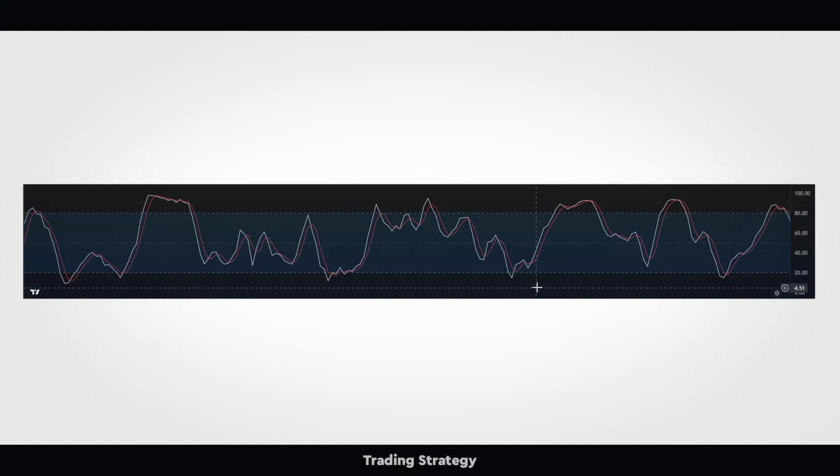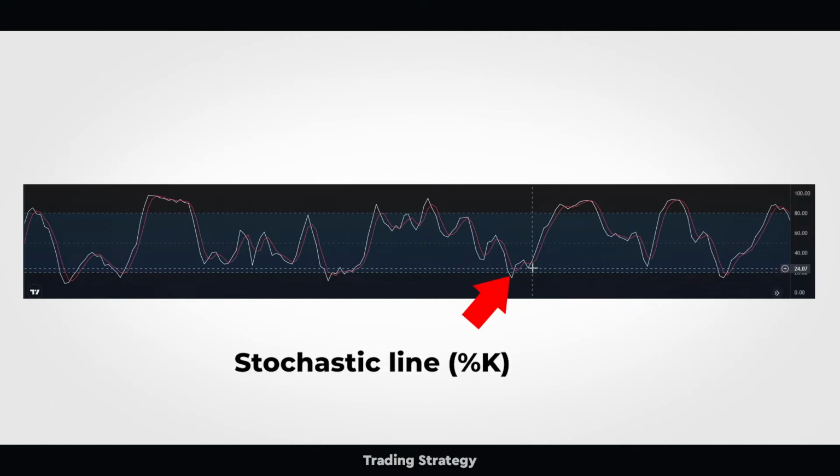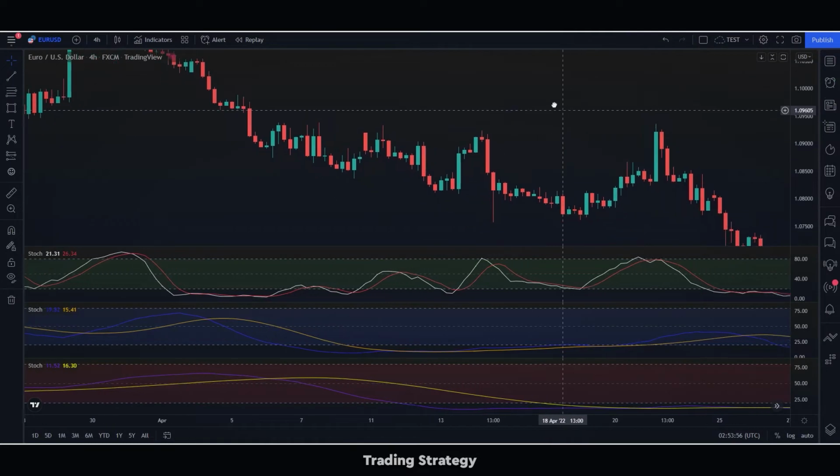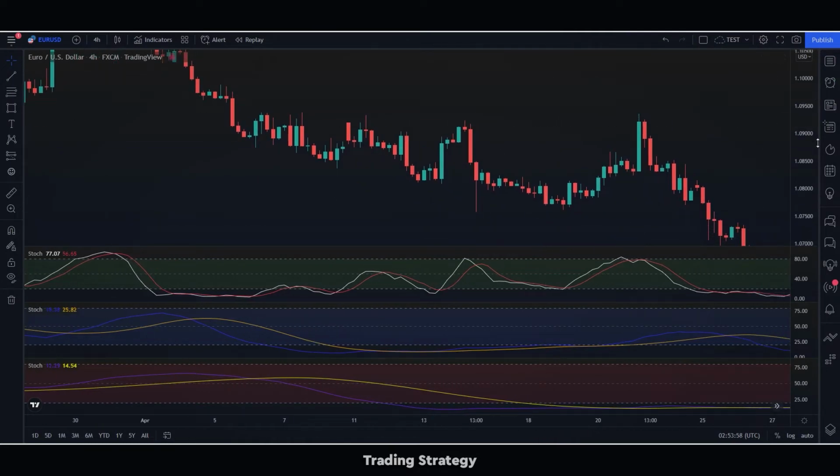The stochastic also has 2 lines, the stochastic line and the signal line. The crossing of these lines could tell us whether to buy or sell. This trading strategy is based on 3 stochastics, 2 slow and 1 fast. For this strategy, the slow stochastics will be telling us which direction to trade.